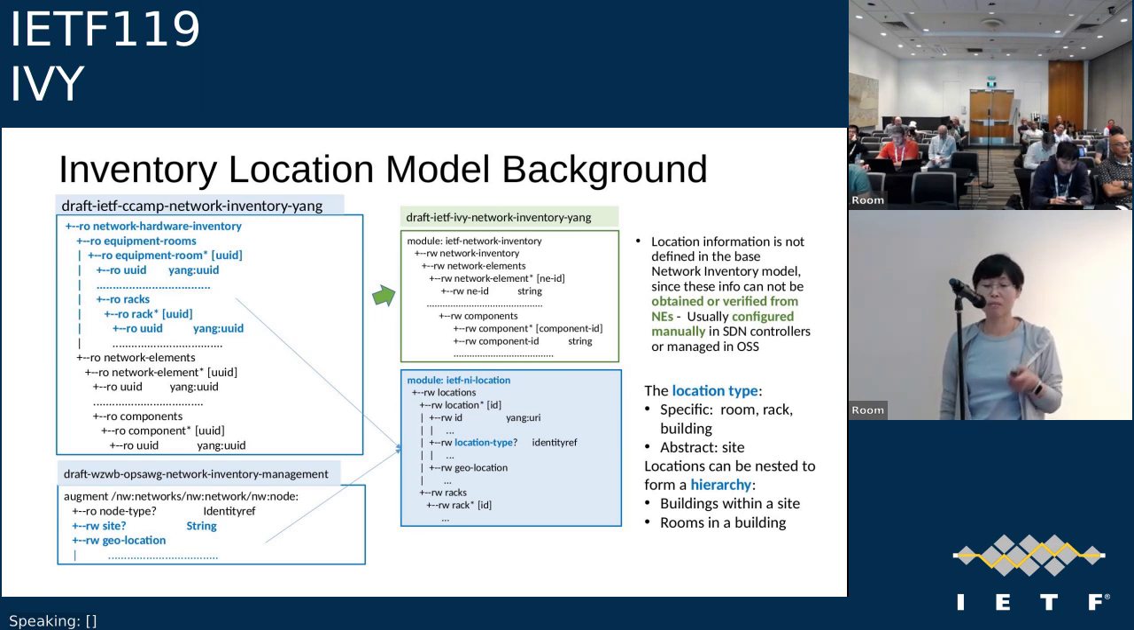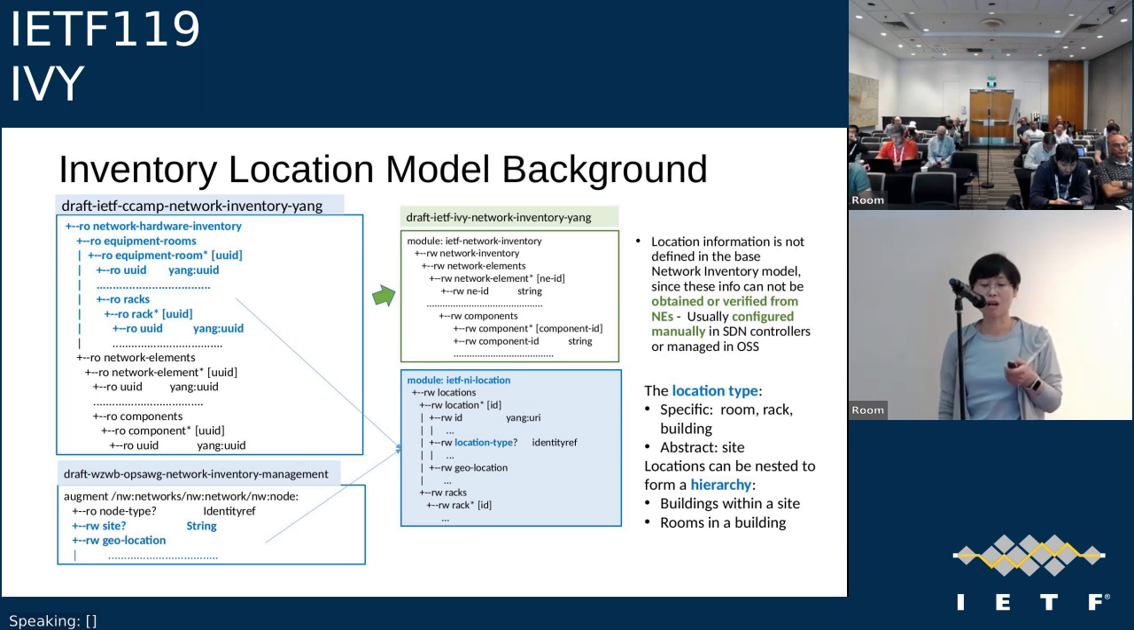Now you may be thinking the location is quite critical, so why is it not defined in the base network inventory model? Actually, the base network inventory is supposed to be something that can be discovered from network devices and can be verified from the network devices. So usually this location information is configured manually in SDN controllers or could be managed in the OSS systems. This is why we think this location model is quite necessary.